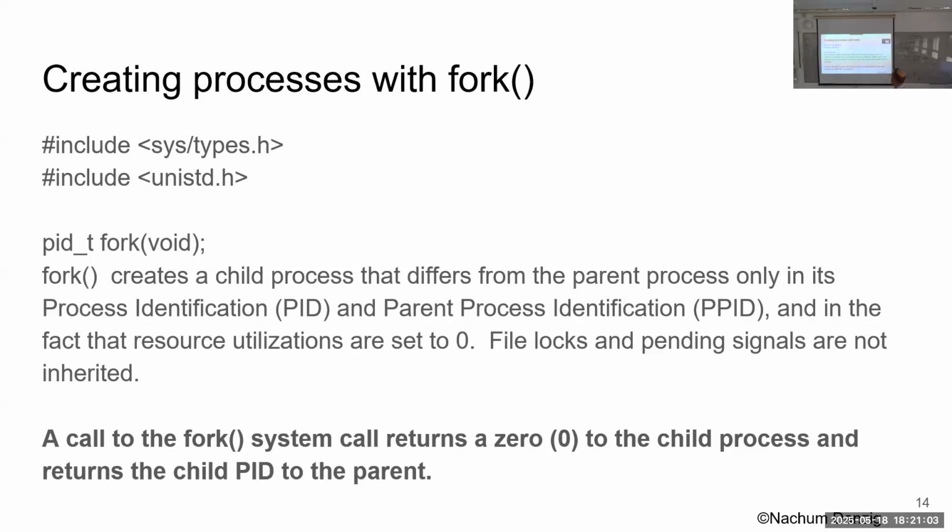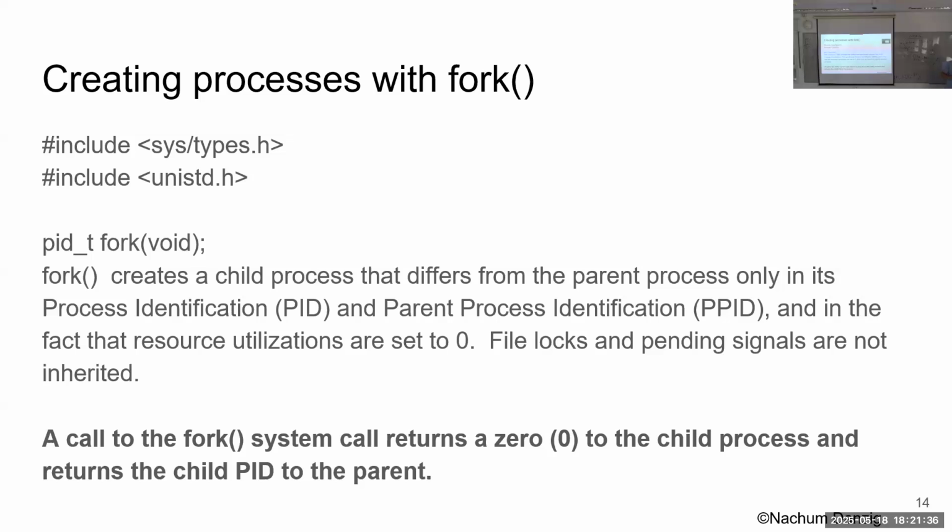A call to the fork system call returns 0 to the child process and the child PID to the parent process. It's like this. When a child is born in the hospital, the child gets nothing. He doesn't get anything, but the parent of the child gets the number, the ID number, the absolute number of the child.